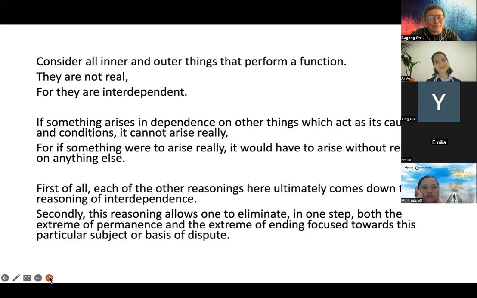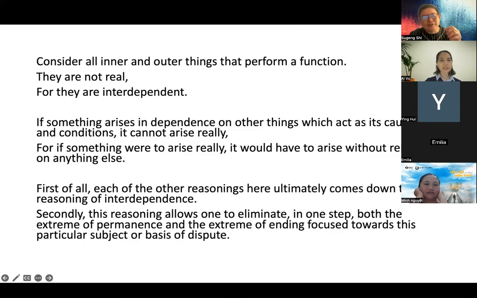Okay, some more. So I copy again the same sentence. If something arises in dependence on other things, means if something has a cause, which acts as its cause. If something has a cause, it cannot arise really. It cannot really arise on its own, right? Substantially. Because if something were to arise really, it has to do so without relying on anything.